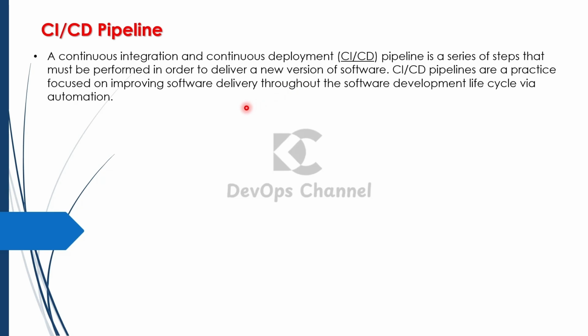So CI/CD is commonly used in DevOps practice for delivering any software or product. CI/CD pipelines are a practice focused on improving software delivery throughout the software development lifecycle via automation. This is not a traditional SDLC. This is DevOps, because we are going to achieve our SDLC via automation.